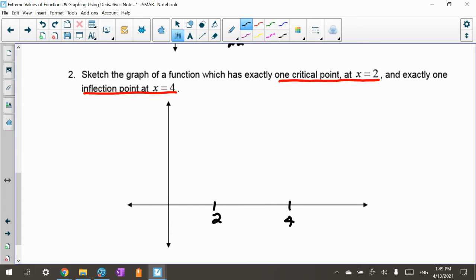Now, an inflection point means the concavity is going to change. The critical point could be a turning point, where f prime of 2, the slope, is 0. That's what that's telling us. Here, the inflection point, I know f double prime of 4 is 0 as well, meaning there's a change in your concavity.